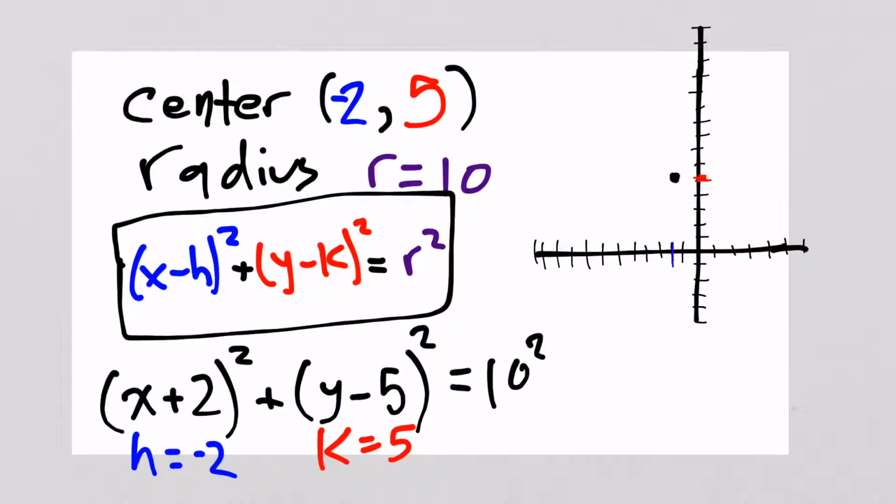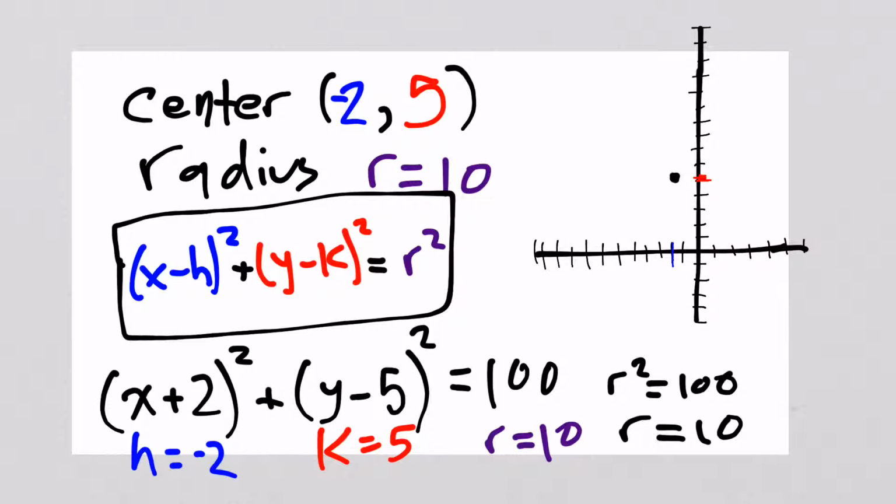Now the next thing we want to do is identify our radius. So we can look at that and see that r is 10. Now if it was written not as 10 squared, but if it just said 100 and it didn't have the square there, well then that would be telling you that r squared is 100, and then you would square root it to get r is 10.